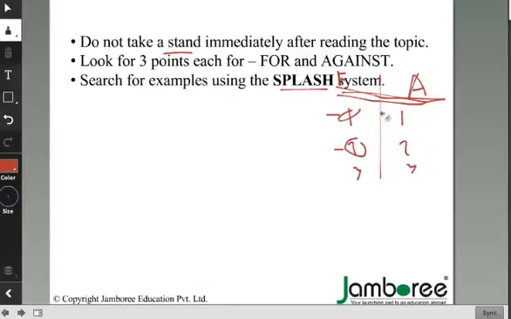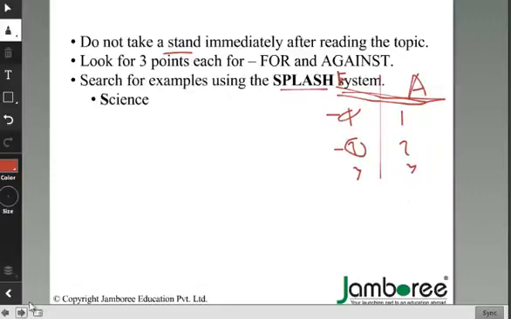Now for the "for" side, let's say you find one example. For "against," you do not find any example at all. That is fine. That means your stand should be for. Similarly, if for "against" you found 2 examples, but for "for" you did not find any example, or you found only 1 example, then go with the against. So that is why the 6 minutes is allotted to deciding what points to talk about. To do the whole thinking and planning, you need that much time.